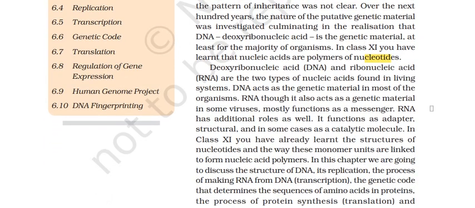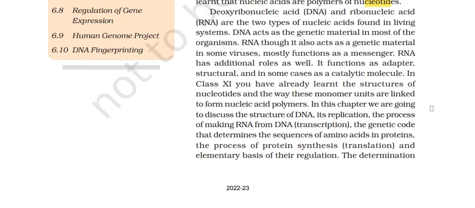Deoxyribonucleic acid and ribonucleic acid are the two types of nucleic acids found in living systems. DNA acts as a genetic material in most of the organisms. We had so many experiments also proving the same. RNA, though it also acts as a genetic material in some viruses, mostly functions as a messenger. RNA has additional roles as well. It functions as adapter, structural, and in some cases as a catalytic molecule. And we know the molecules which catalyze are enzymes. And if RNA acts as an enzyme, it's known as ribozyme.